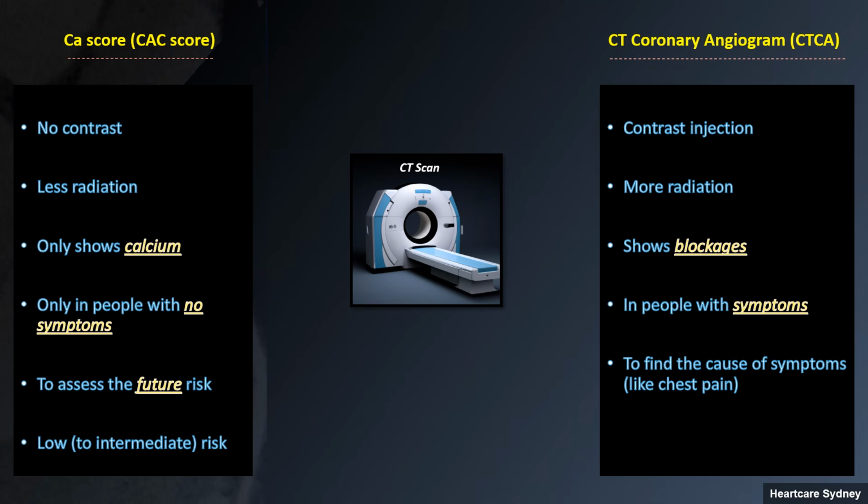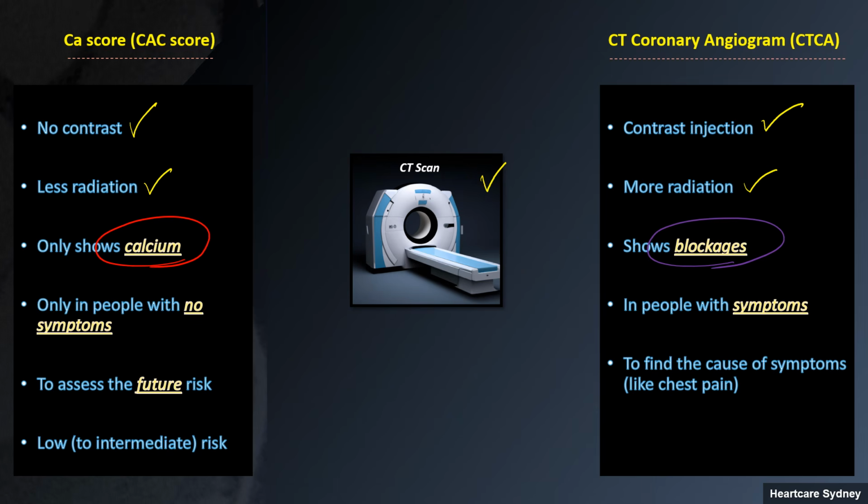To summarize, both coronary calcium scoring and CT coronary angiogram use a CT scanner machine. Coronary calcium scoring does not use contrast, while we use contrast in CT coronary angiogram. Coronary calcium scoring has less radiation compared to CT coronary angiogram. In CAC score or calcium scoring, we only look for the presence or absence of calcium, while in CT coronary angiogram, we are looking for the blockages.